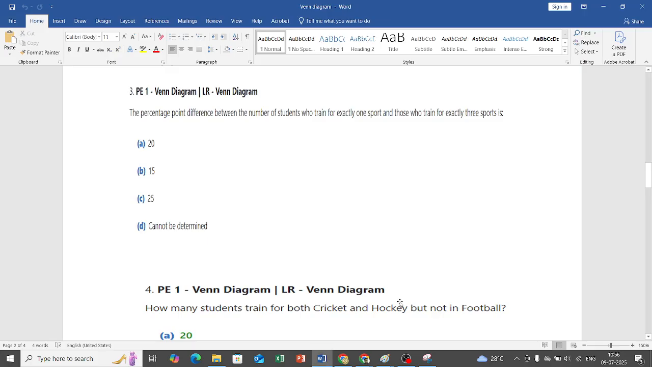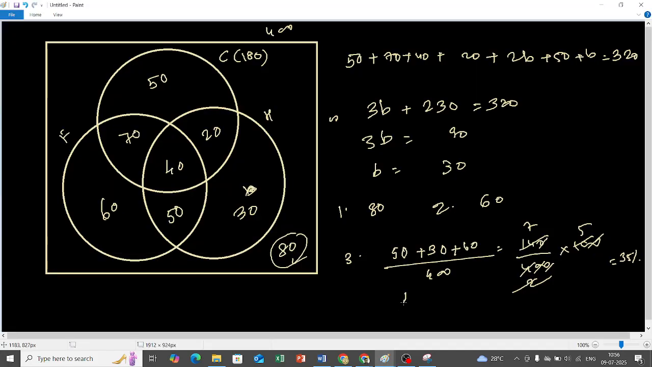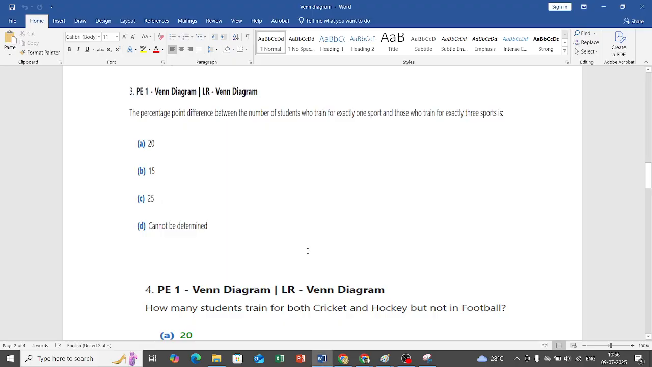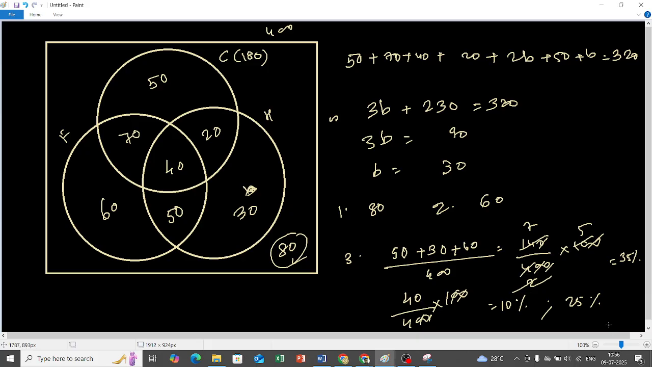Exactly three sports is how much? 40 by 400 into 100, 10%. Okay, what is the difference? Percentage point difference means just the difference between the two, that is 25%, which is C. So C is the answer. Did you understand till here? Yes, sir.